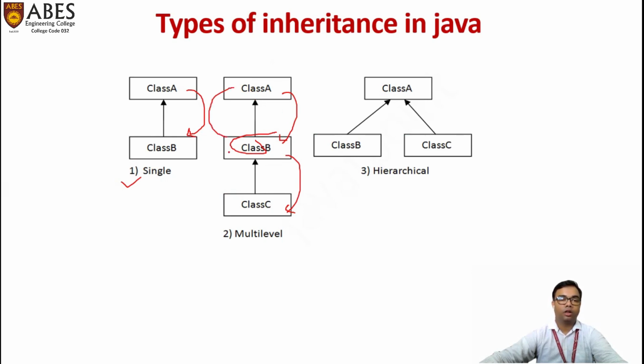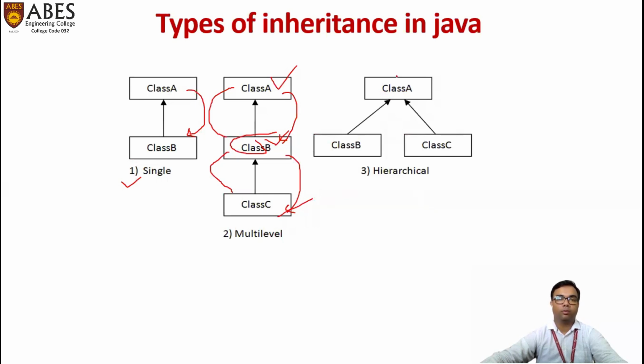Now again, this class is also inherited in the class C. So here all the methods are transferred. Okay, this is multi-level inheritance. So in the class C, we have methods of class B as well as class A. Okay. Now we have hierarchical inheritance.